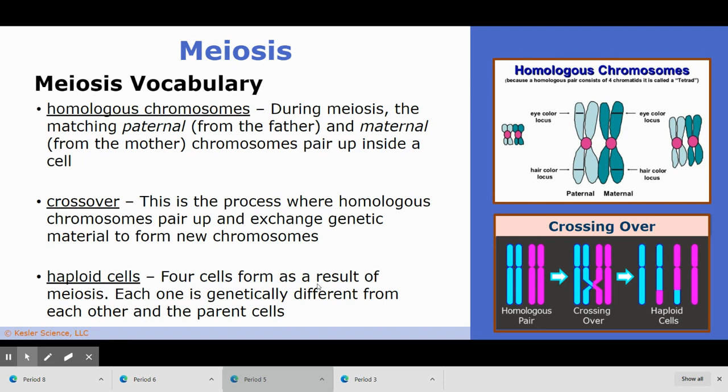Crossing over is a process where these homologous chromosomes are going to pair up, and then they exchange genetic material to form new combinations in those new chromosomes. And they kind of swap DNA with each other. And then the term haploid is talking about the 4 cells that form as a result of meiosis. They have half the DNA or just one set of DNA, and they're going to be different from each other and from the parent cell.